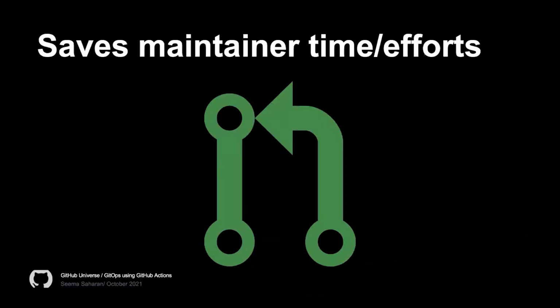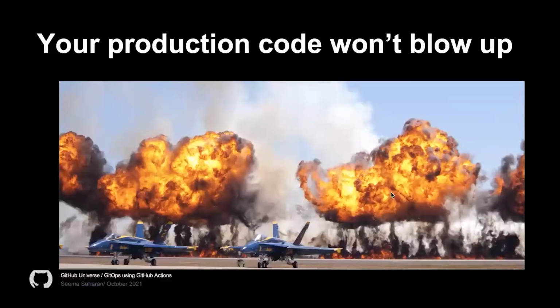Next is it saves maintainer time and effort. You can make your pipelines automated so that even in the early stages of your pull request, it can detect whether this pull request is correct or not, and whether it's going to be a problem for the production environment or not. So when you make a pull request, it will detect your errors and save the maintainer's time, and the maintainer will tell you that yes, you need to make this pull request correct and you can push it again.